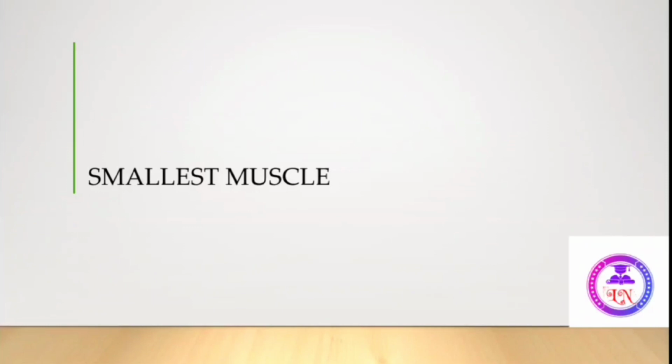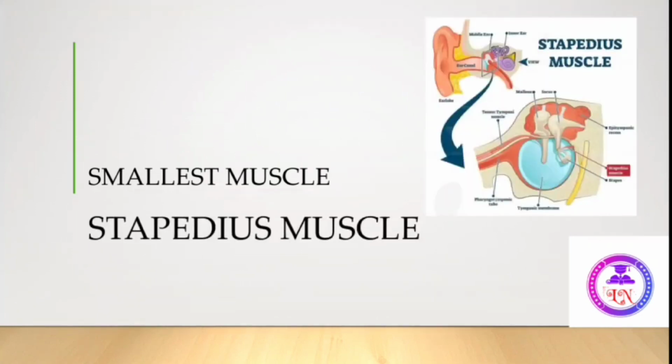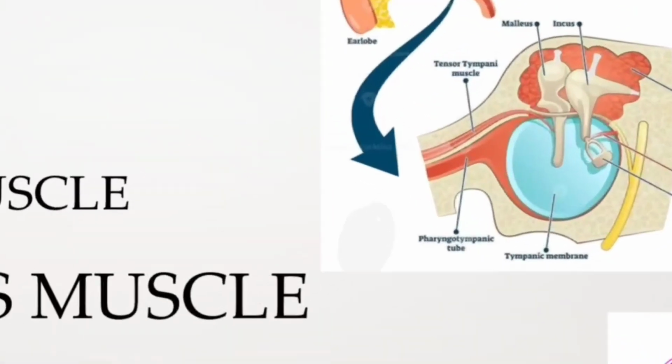Coming to the smallest muscle in the body, the smallest muscle will be related to the smallest bone. So the smallest muscle is the stapedius muscle, which is present near the stapes and joins the stapes joint. I'll show you that. See, this is the stapedius muscle.